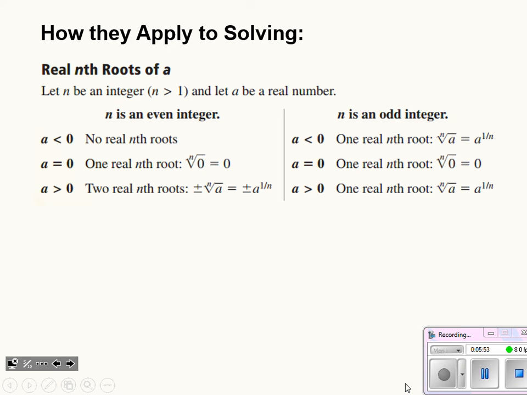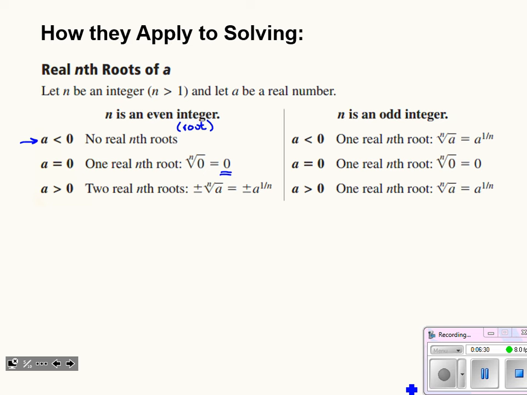So if we have an even root, so let's just say n is an even integer, that means we have an even root like a square root or a fourth root or something. Then if we have a negative input, we'll get imaginary solutions. We've seen that. That's nothing new. But now we can extend that idea beyond square roots to fourth, sixth, eighth, and beyond, those even-numbered roots. If a equals 0, well, then any root of 0 is going to be 0, so we will get 0 as our one real root.